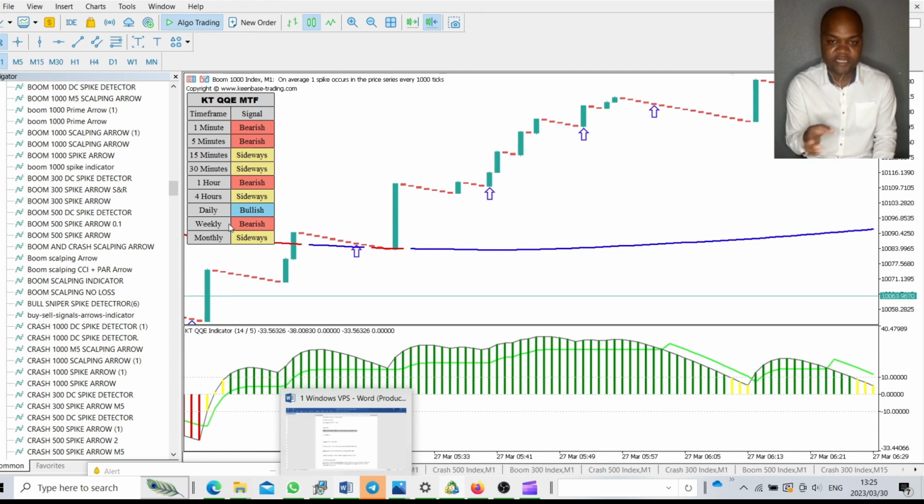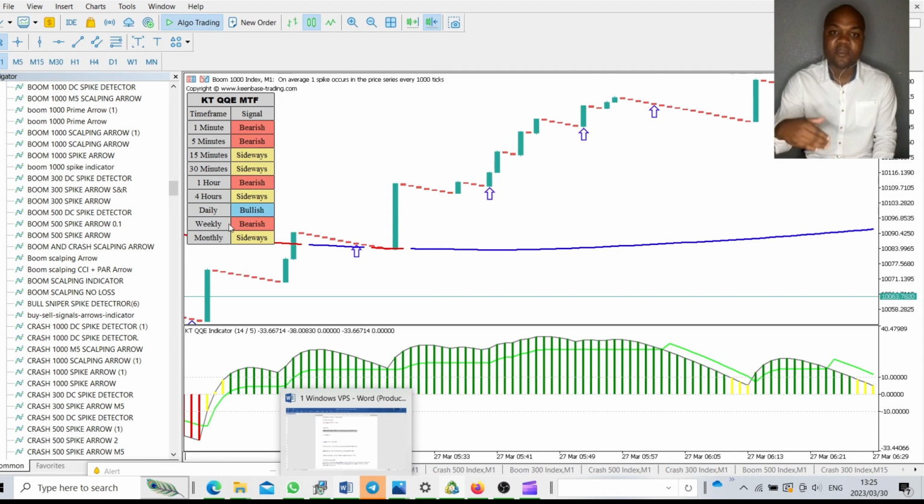What we have done, if you look at the previous spike arrows, they were very good when it comes to higher time frames. They were very accurate. But when it comes to the 1 minute and 5 minutes, they were giving a lot of false signals. Not false, but there were a lot of signals. So what we did is this.